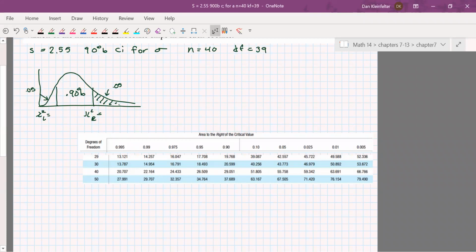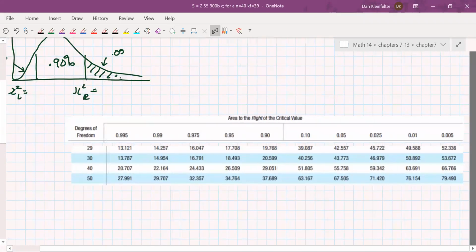Unfortunately, our table doesn't have a row 39 in there. When you get near the bottom of the table, it's skipping by tens and then bigger values as you get further down. So we'll have to decide what to do here. So we're going to need 0.05 in the right tail. So that's over here. And then 0.05 in the left tail. So we'll need the 0.95 column.